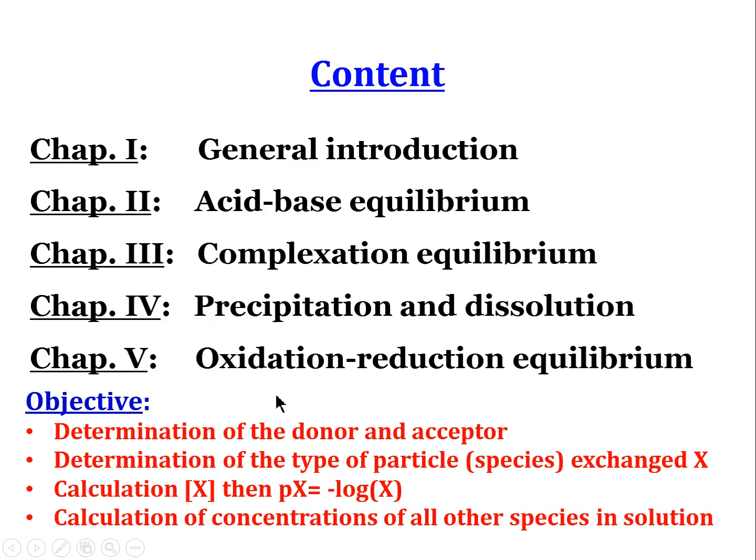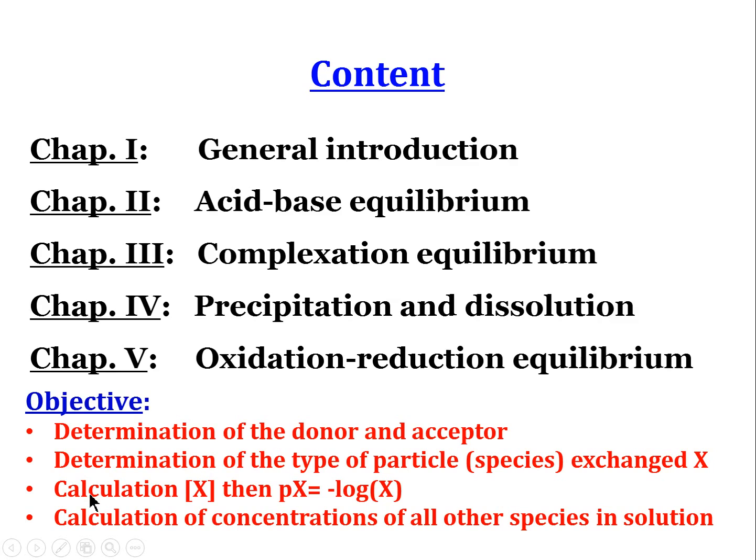The objective of this course is to determine the type of donor and acceptor in any chemical reaction. For example, in the case of the acid-base, the acid is donor of H3O plus or H plus, and the base is acceptor of H plus or H3O plus. So the acid is donor and the base is acceptor. And the particle exchanged between the donor and the acceptor in this case is H plus.